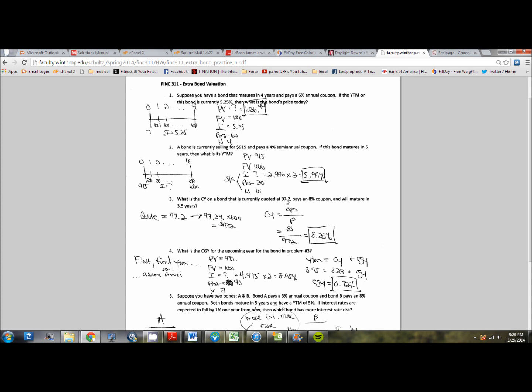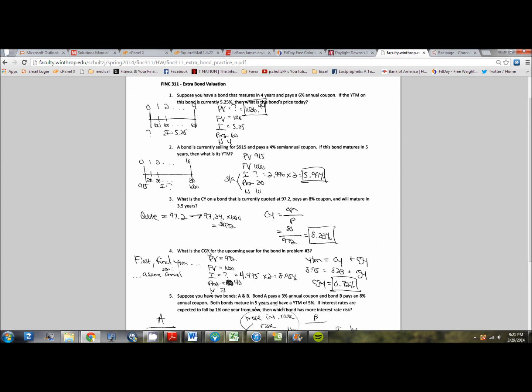Whenever you see a quote that looks like this, understand that it is a percentage of par. If you were to see a dollar sign next to that, then that would simply be the actual bond's price given to you straight away. So once you know the bond's price of $972, you can compute the current yield pretty easily because remember, it's just the coupon divided by the price. The coupon is 8%, so that's clearly 80 bucks. 80 divided by 972 is 8.23%. So this problem's pretty straightforward.